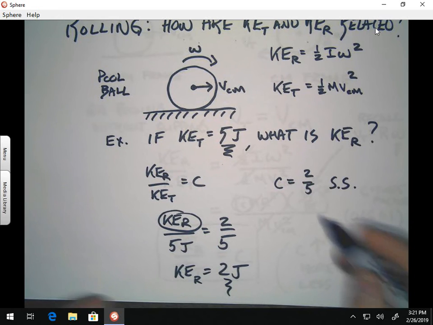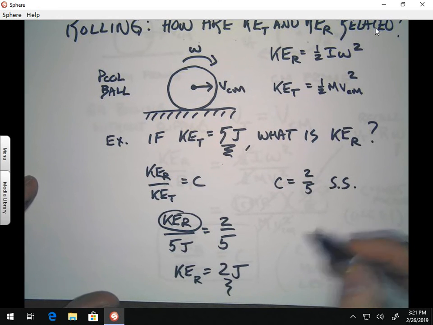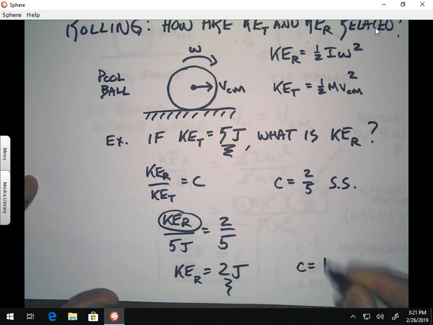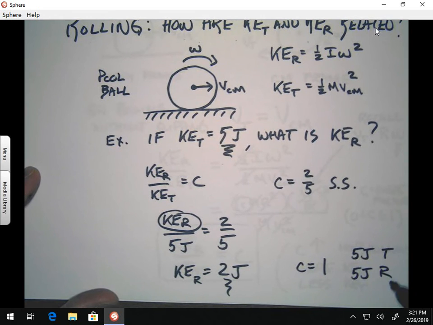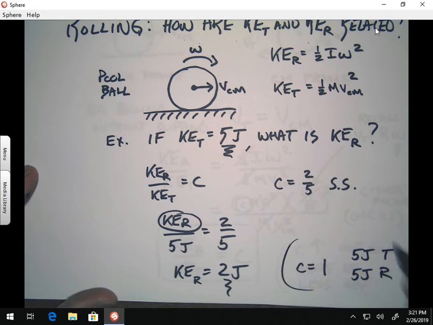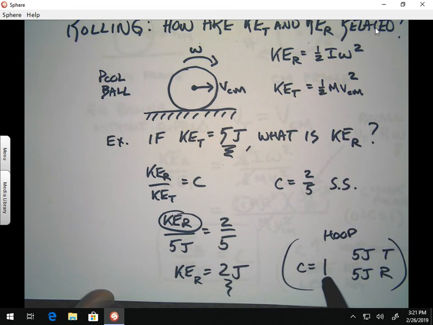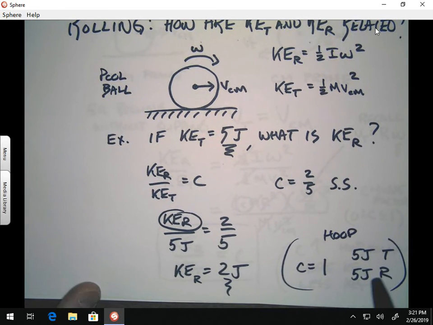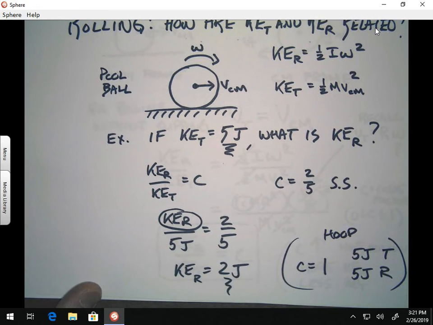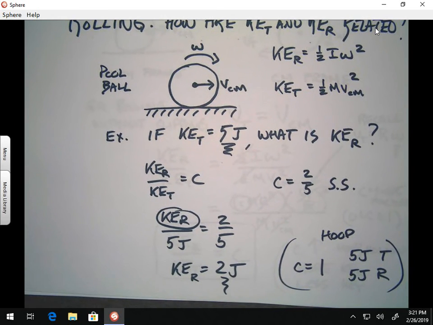So you can imagine different shapes. If I picked a bicycle wheel, for a bicycle wheel, C is equal to 1. So that would mean I'd have 5 joules of translation and 5 joules of rotation. So I would have more energy in rotation in that case, for a hoop. It makes a difference what the shape factor is. What I want you to think about is that the bigger your shape factor is, the more rotational energy you're going to have compared to translation. All right, hopefully that helps you to understand that. That's a really important result. See you later.